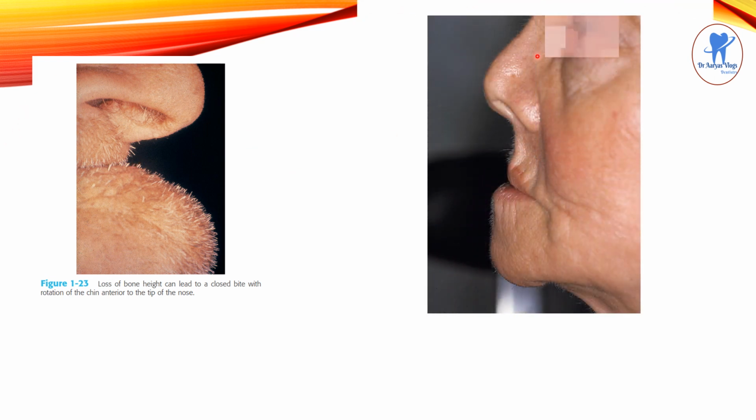And here severe bone loss is there in the maxilla and mandible. Although she is wearing 15-year-old dentures, the facial changes are significant.